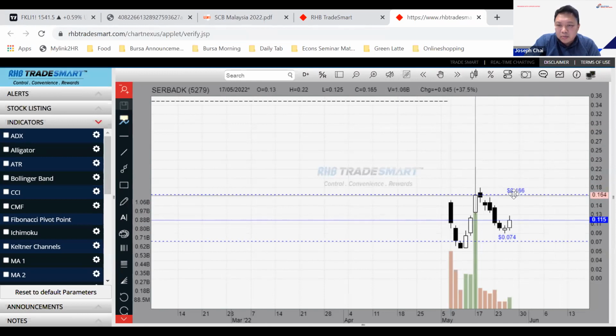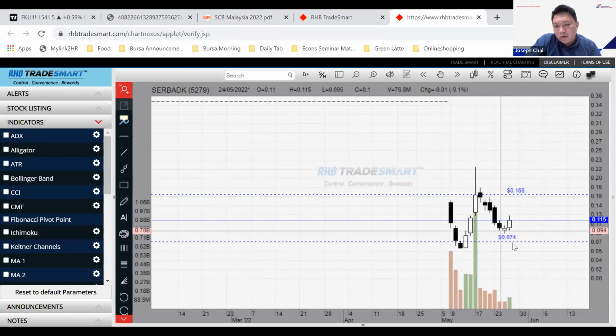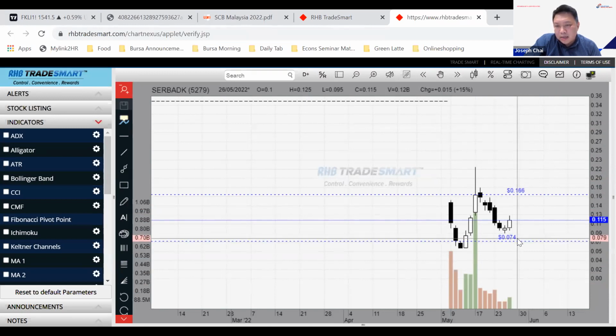But at least I mark out this price first, 0.165. So if you can break 0.165, that's where the R3 will be triggered. So in between, I just look for whether there's selling pressure, whether there's another black candle, or whether a double bottom will come out.